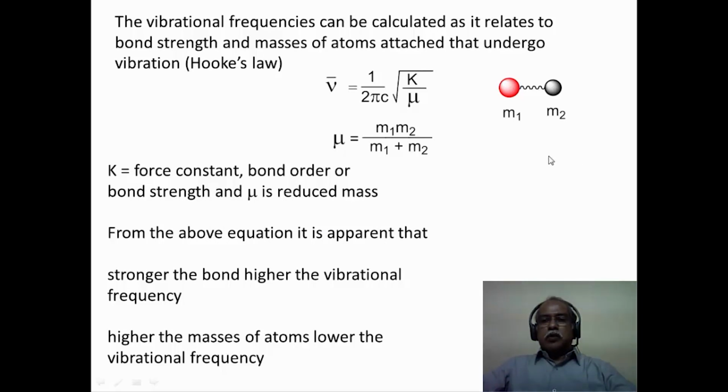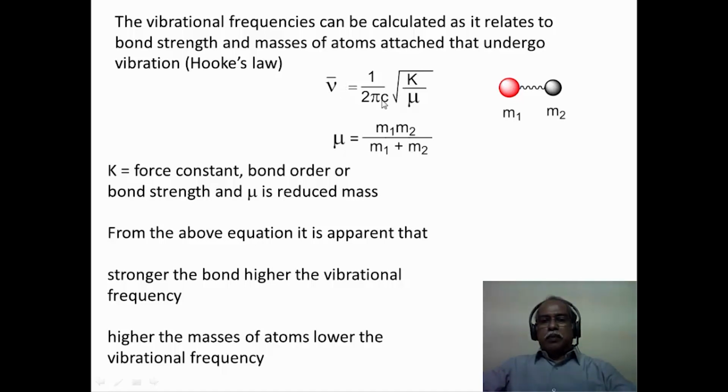Let us consider 2 atoms connected by a bond which is represented by a spring, as an illustrative example. How do we calculate the vibrational frequency of these 2 atoms stretching and compressing during the course of the vibration? This is done using Hooke's law. Hooke's law relates the frequency or the wave number of vibration to 2 parameters.